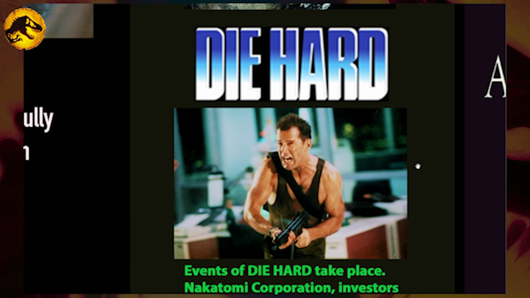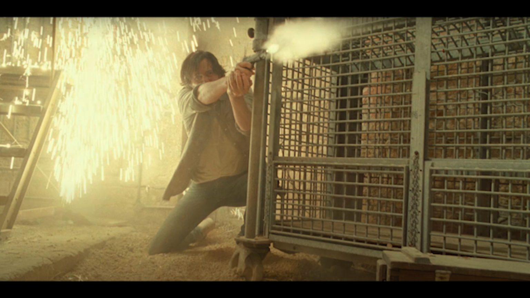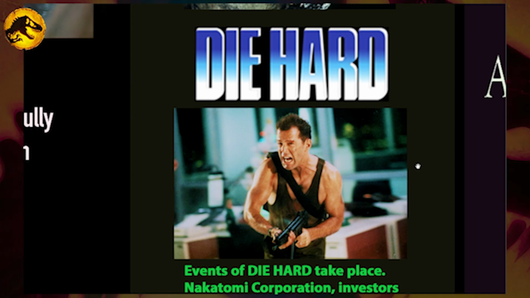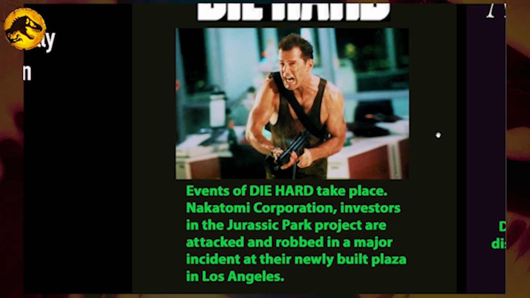Even with all the swearing and blood and the action, I think when we get to Jurassic World Dominion, there's a lot of action in that movie, a lot of guns and stuff, so it kind of fits. And the swearing, there's a lot of swearing in Jurassic Park anyway. The only difference is they say the F word here. Anyway, so yes, the events of Die Hard take place.